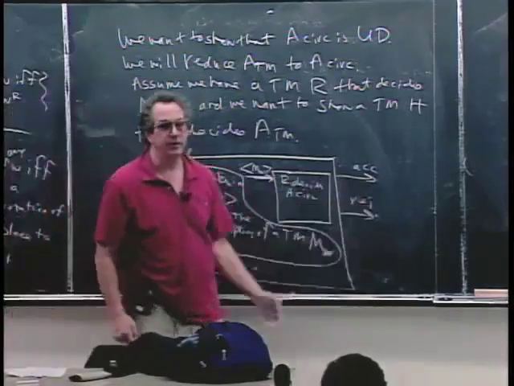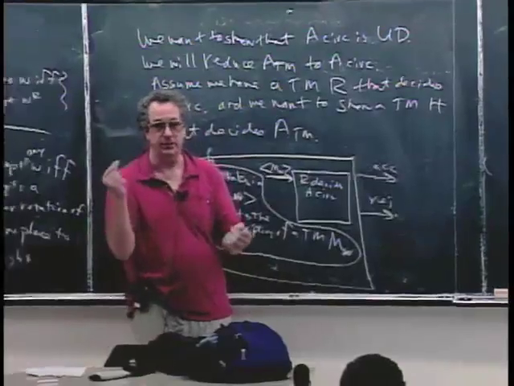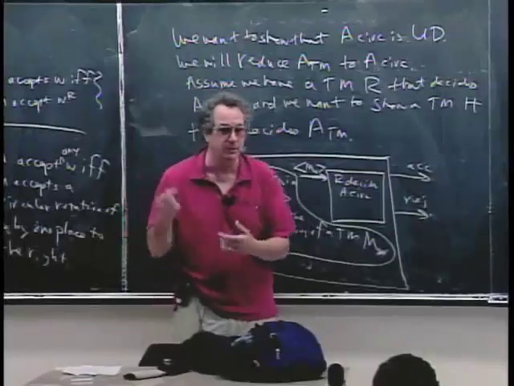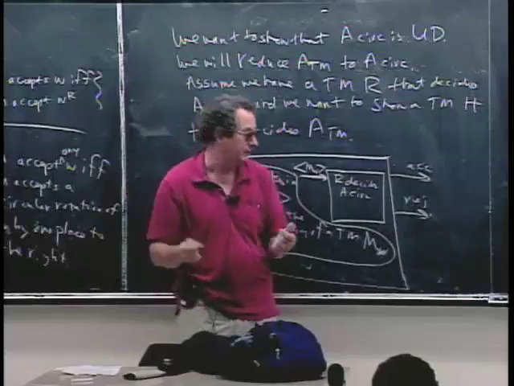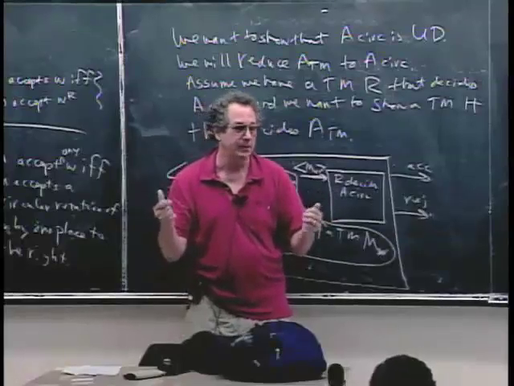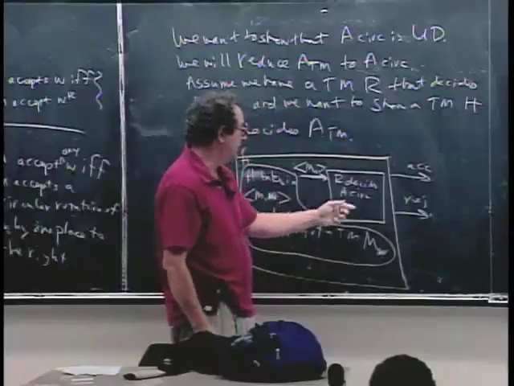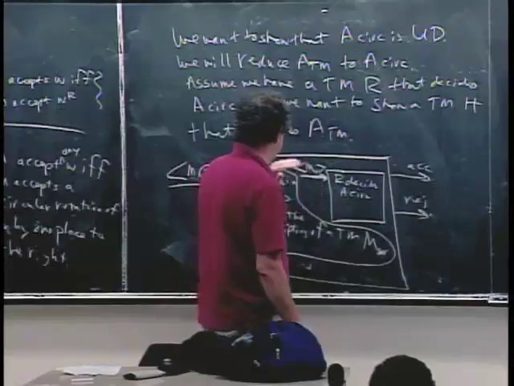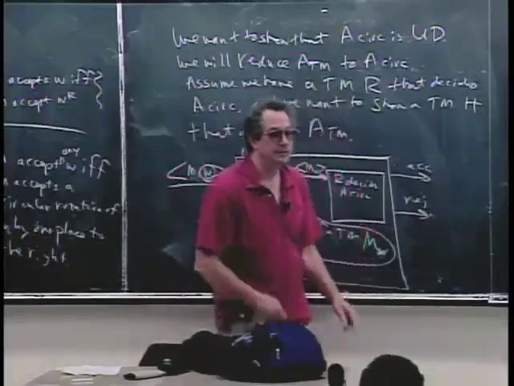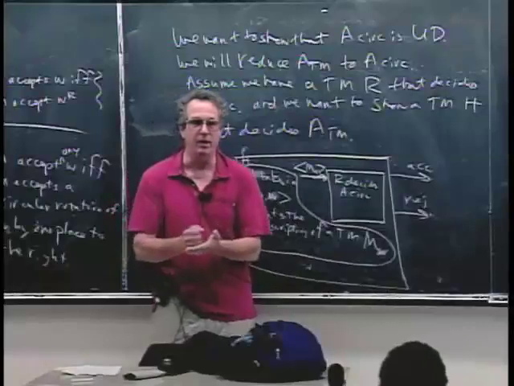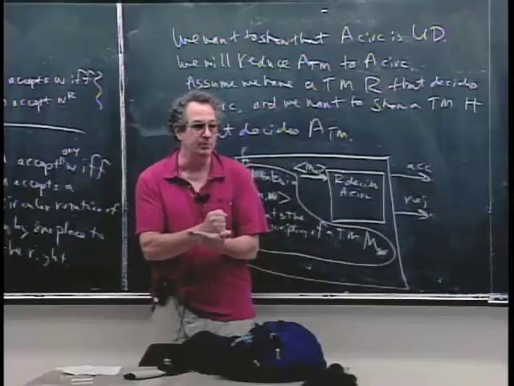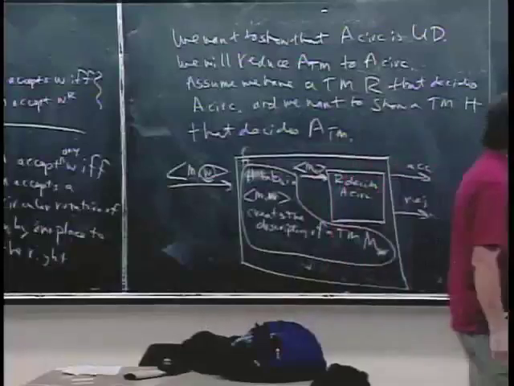Well, MW rejects everything besides W and W circulated, right? So the only relevant strings to MW are W and W circulated. But it always accepts W circulated, right? So if R accepts MW, what does that mean? This is the key thing that I want you to see: R accepts MW if and only if M accepts W.